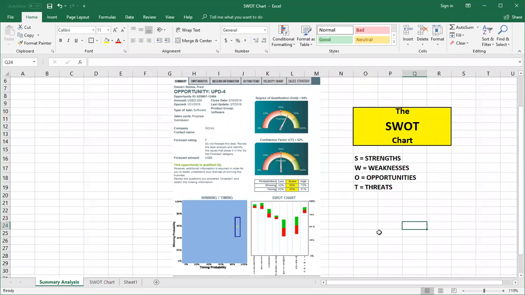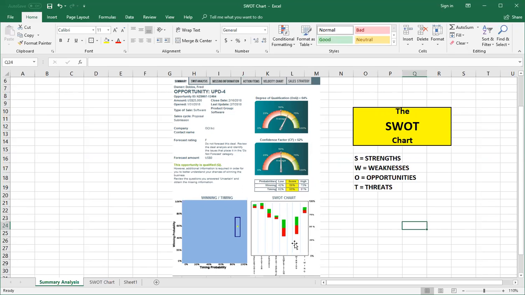Good afternoon. In this video, I'd like to talk about the SWOT chart, this thing right here. For those of you who are unfamiliar with the term, SWOT stands for strengths, weaknesses, opportunities, and threats. The SWOT chart, in terms of looking at the opportunity being analyzed, is an outstanding chart. It identifies the strengths and weaknesses of your sales campaign, where you have an opportunity to improve your position and how to do it through action items, and where you're at risk or threats.